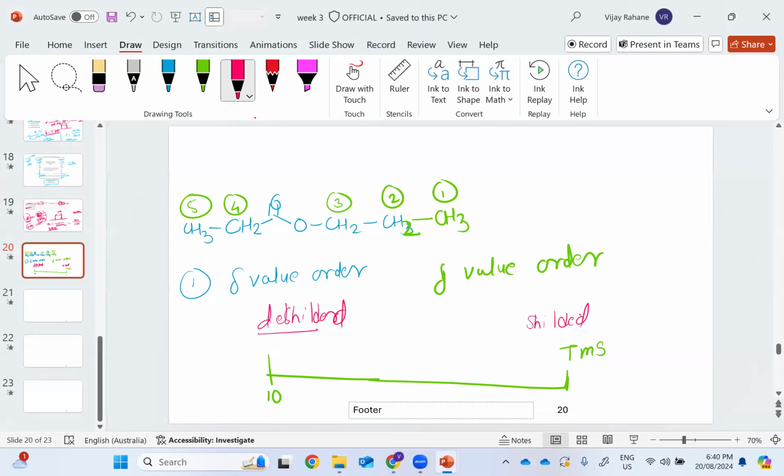Here I have given the numbering 1, 2, 3, 4, and 5. So which one will be the most shielded proton here? Does anyone have any suggestion? First, right? This first CH3 will be the most shielded proton. So the CH3 will have the lowest delta value, right? The next will be which one?